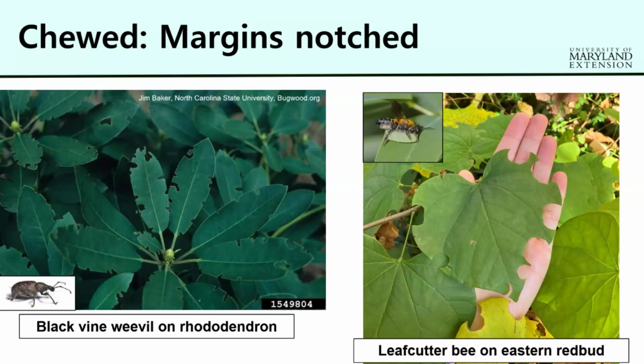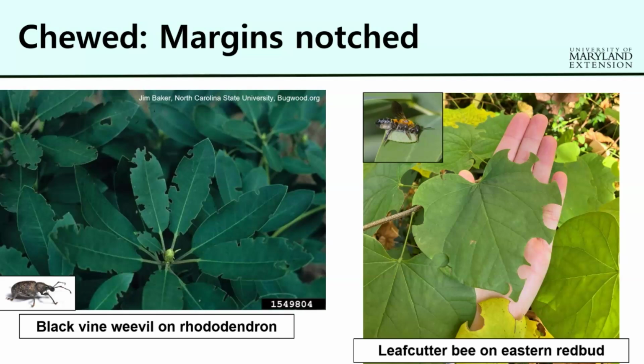And then we also have another native bee that can cause margins notched, but theirs is a little bit more distinctive where we're seeing about quarter-sized circles, perfect circles being cut from the outsides of leaves. They really like eastern redbud leaves, so we can see that on our right picture.